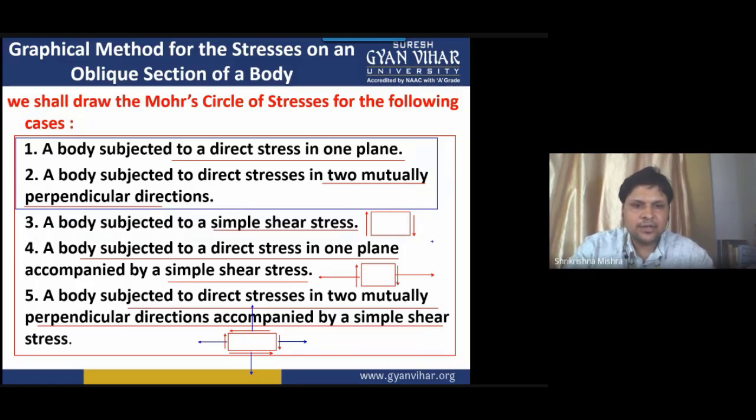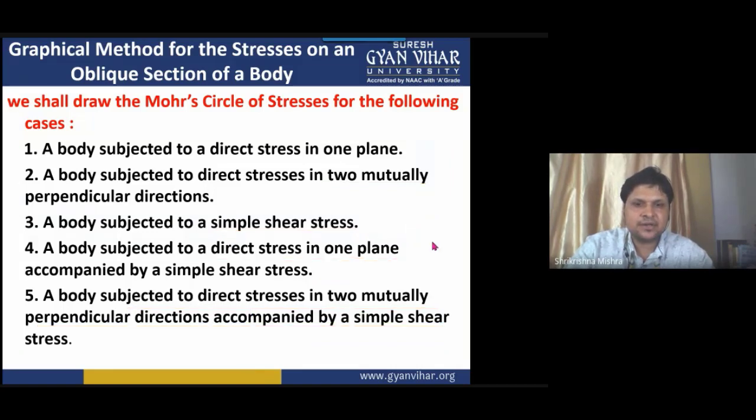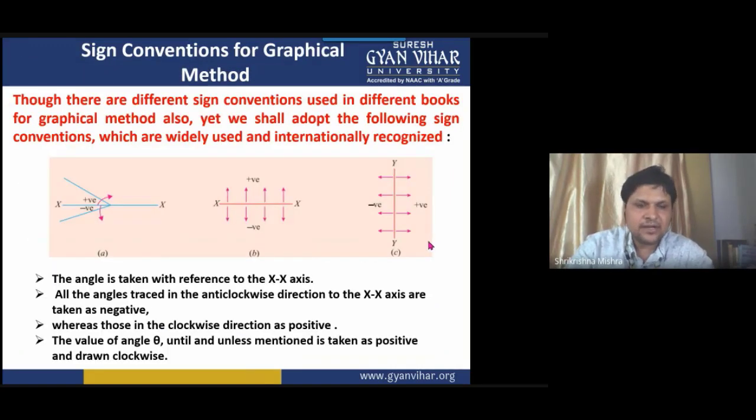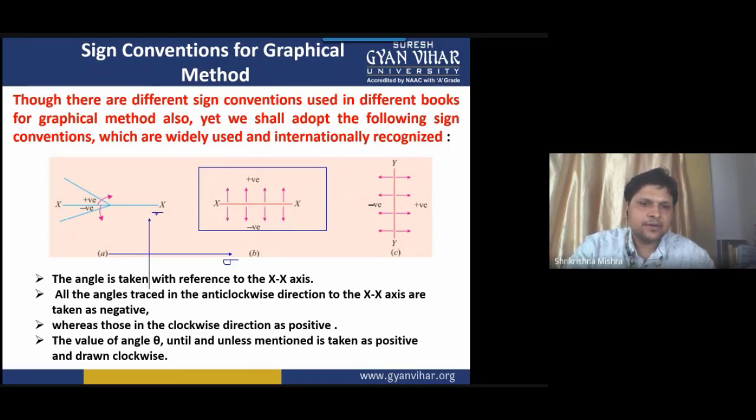Now we will come to case number 3, when there is simple shear stress acting on the plane. Sign conventions are also important in the case of Mohr circle. I have told you, students, that you have two axes, a y-axis and an x-axis. The x-axis generally represents the value of sigma, the normal stress, and the y-axis generally represents the value of tau.